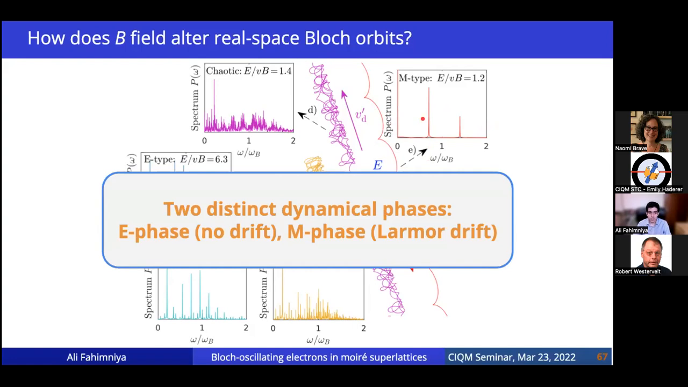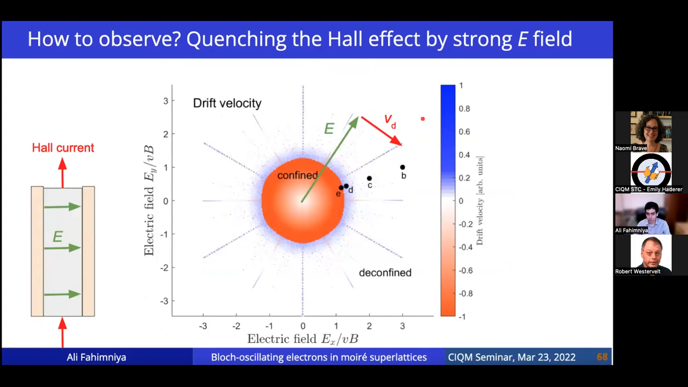So we have found two distinct regimes, and we're going to speculate about the experimental manifestations and also try to understand what happens at the phase boundary. One experimental manifestation, obviously, when we have a magnetic field and an electric field, is the Hall current, or equivalently, drift velocity, of which I show a diagram here, which is always perpendicular to the direction of the electric field. Looking at the colors in this plot, we see the two distinct regimes.